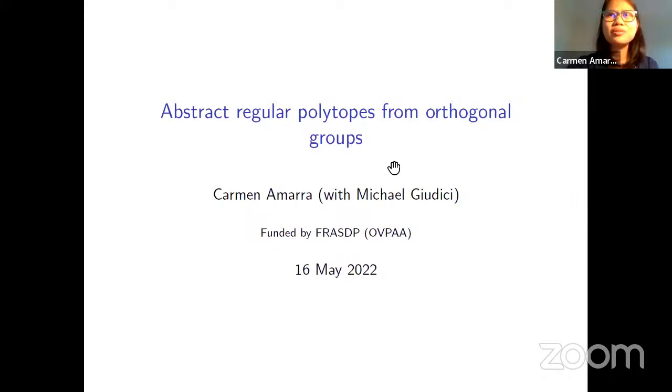Good afternoon. Naririnig niyo po ba ako? Yes po. Okay, so good afternoon. What I will present today is joint work with Michael Judici of the University of Western Australia. This is a bit of old unfinished work, emphasis on unfinished, from my first visit here in 2018-2019.